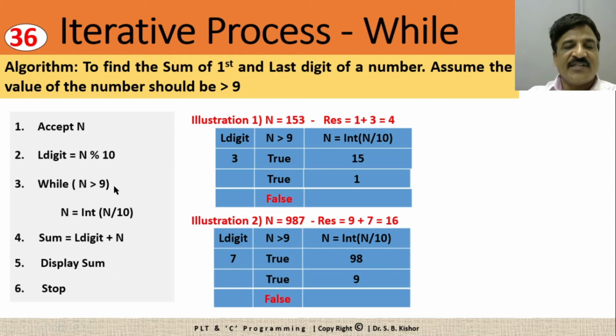Now 98 is greater than 9. The condition is again true. So again 98 divided by 10 is what? 9.8. The integer of that is what? 9. Now again go back to the loop. Is 9 greater than 9? No, the condition is false. So your last digit is what? 7. And the first digit of the number is what? 9. So 9 plus 7, that is what? 16. And display that sum and stop.